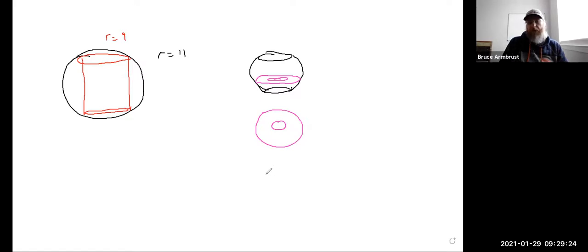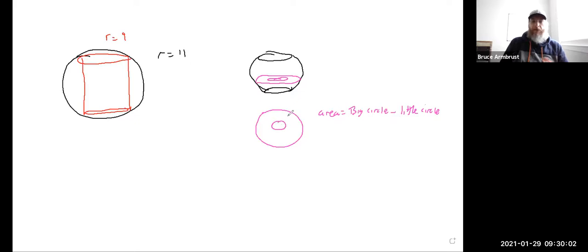So this is what our cross section looks like. We call this a washer for obvious reasons, because it looks like a washer, like the hardware piece, right? And so think about trying to find the cross-sectional area of this. Its area is going to be big circle minus little circle, right? If we think about the area of the big circle, we subtract off the area of the little circle, we'll have the area of this washer.